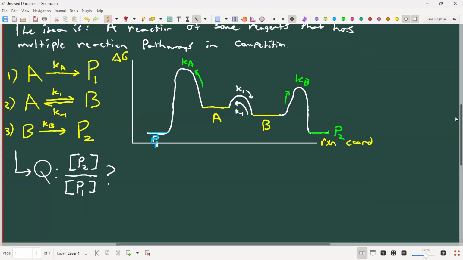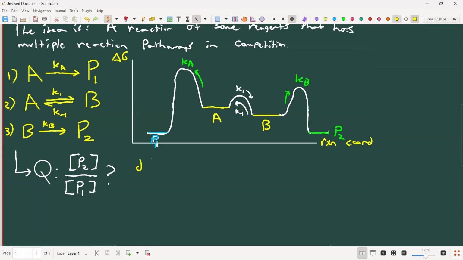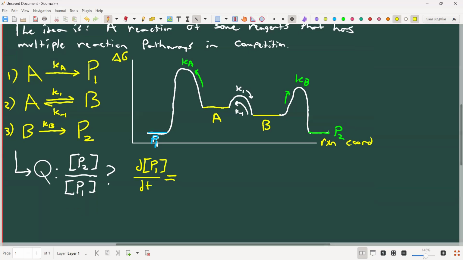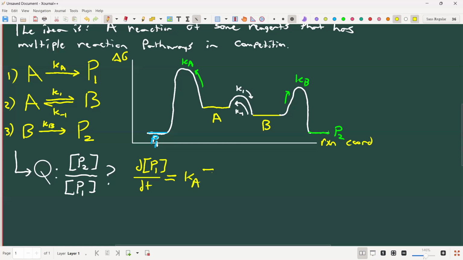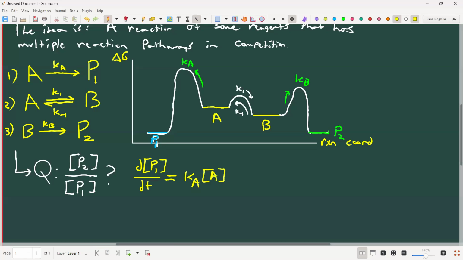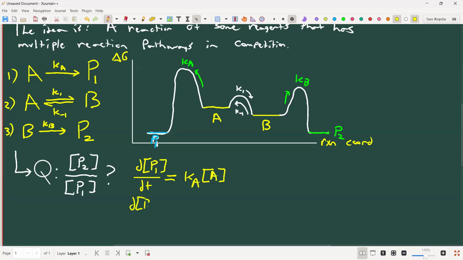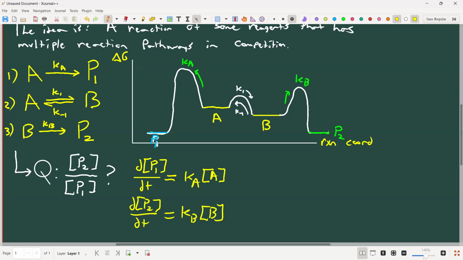Okay, so let's think a little bit about how to calculate this. All right, well, let's start thinking about the rates of formation. So we can write dP1/dt, which is equal to Ka times the concentration of A, and dP2/dt, which is equal to Kb times B. Okay. And of course, there's some equilibration between A and B.